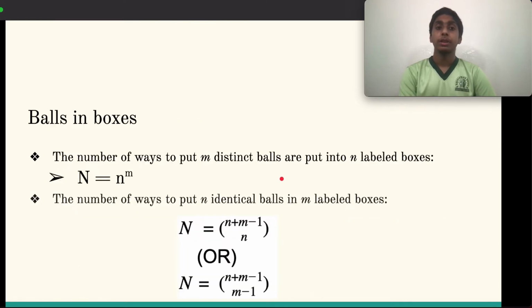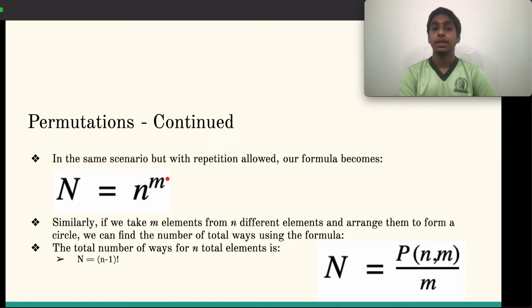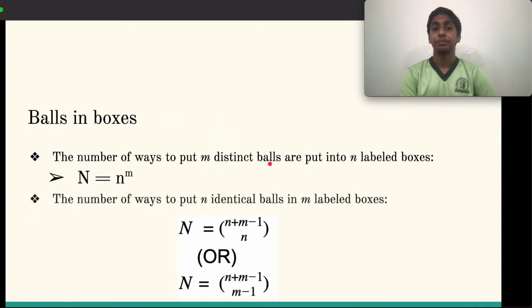Okay, so now we're actually going to get to balls and boxes, the entire point of this topic. So the number of ways to put m distinct balls, so distinct balls, they're all different balls, and we want to put them into n labeled boxes. So the number of ways is n to the power m. You may recognize this formula. It's the same formula as this, because repetition is allowed. So again, if we have m balls and we want to put them in n boxes, this is our formula, n to the power m.